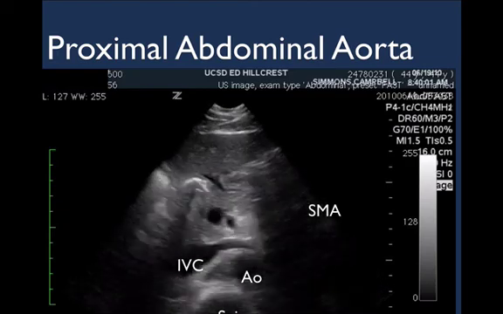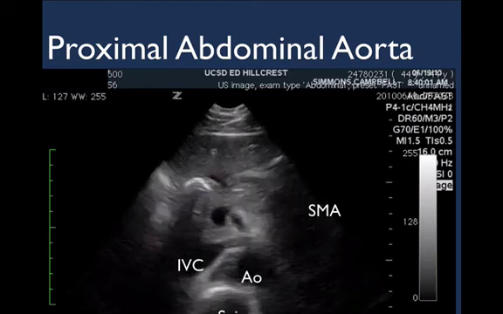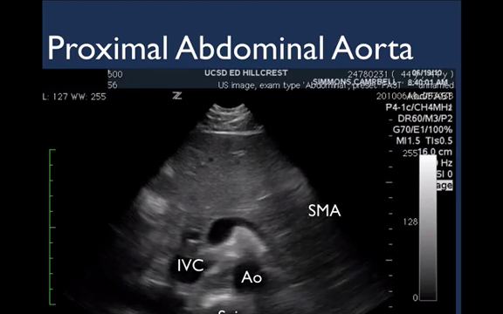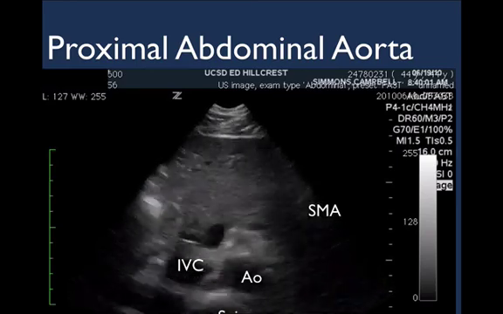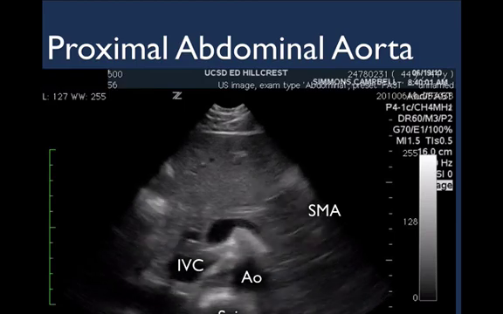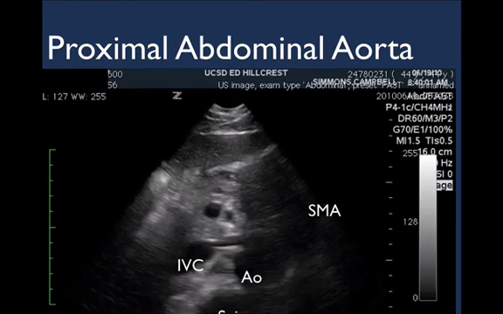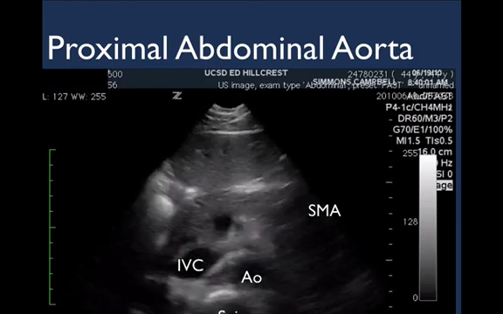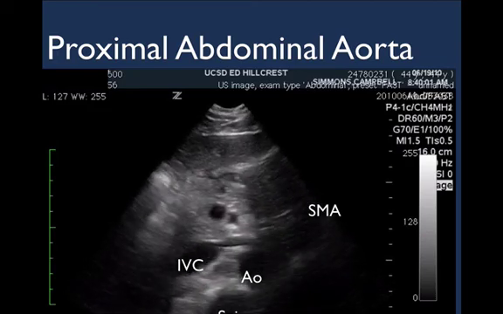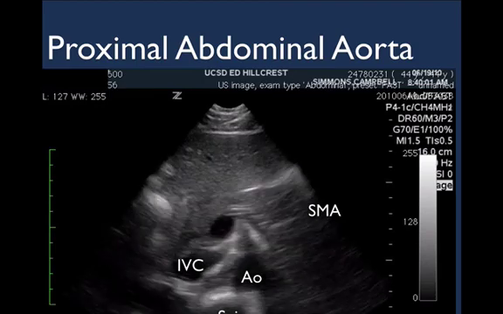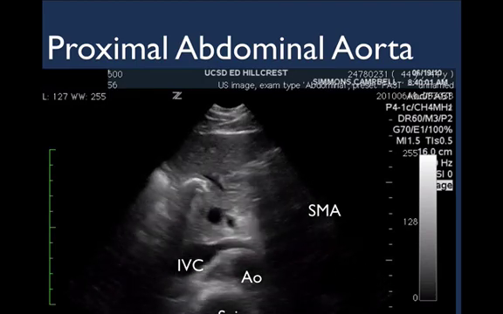When we look at the proximal aorta, the first thing we will identify is the spine shadow. Just anterior and to the left, we will notice the thick-walled aorta pulsating. To the right of the aorta, we will notice the inferior vena cava, which may look partially compressed in our view.